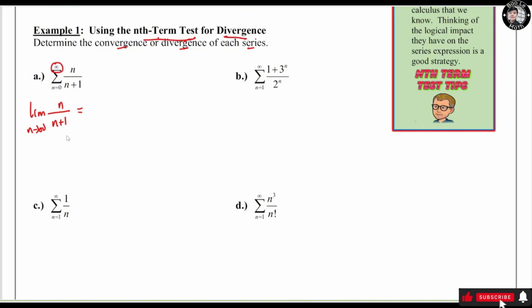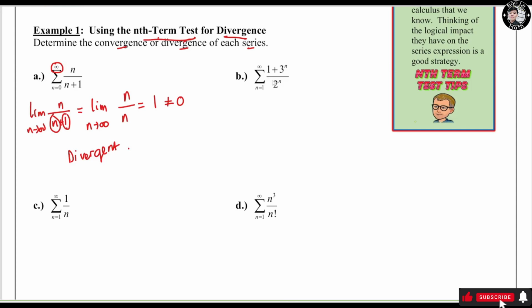Alright, so when n approaches infinity, n grows faster than 1, right? So we can rewrite this one as the limit of n over n. When n approaches infinity, we just ignore 1, right? So this one equals 1, not equal to 0, right? So by the n-term test for divergence, this series diverges, right?